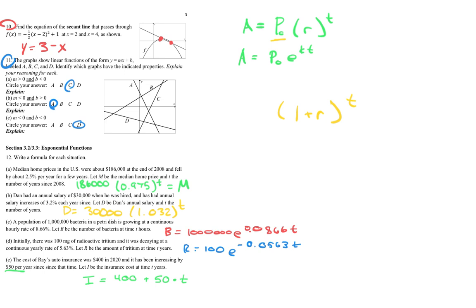And again, just really quickly, if it tells us that it's continuous, we have to use our e to the kt form. And if it's not continuous and it's like per year, per month, or something like that, we use this top one here.